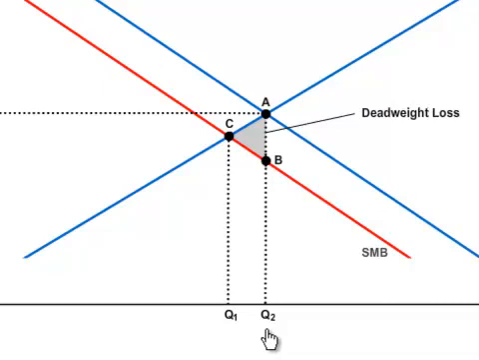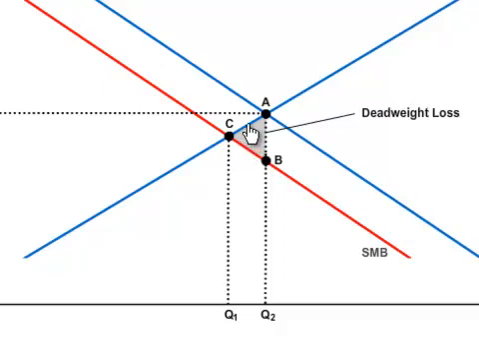The amount of cigarette consumption we get from the private market that doesn't account for the externalities is Q2. The difference between Q1 and Q2 once again gives us the deadweight loss. The deadweight loss is the difference between how much is socially efficient to consume and how much we actually consume from the private market.